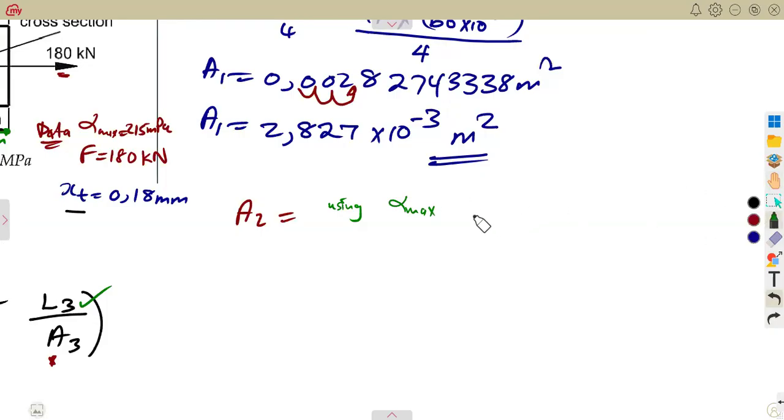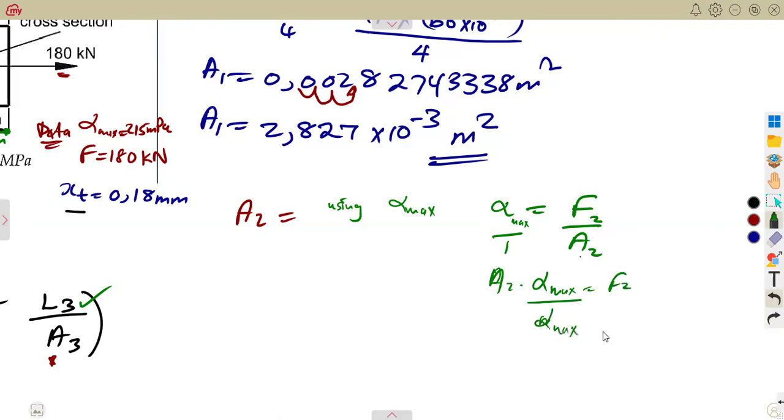So using that, we do understand that stress is force over area. So the maximum stress is going to be force over area at 2. So you can calculate the area at 2. Make this the subject. You're going to cross multiply: area at 2 times this maximum is equal to F2. Then we divide by what? By our maximum stress given there.